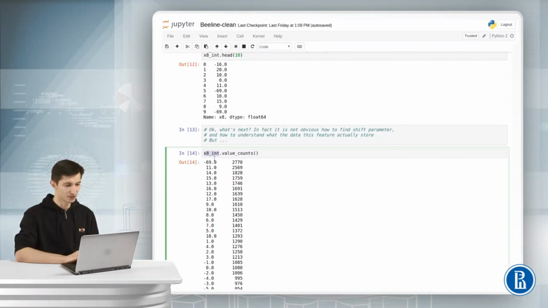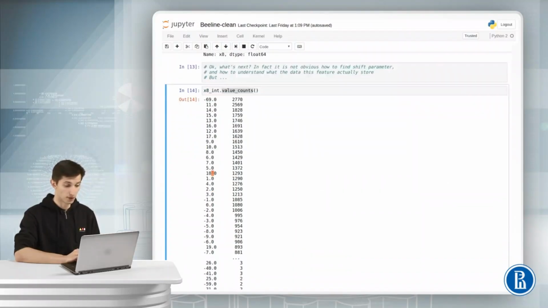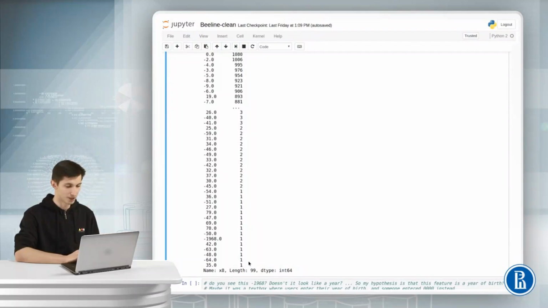If you take our feature X8 and print value counts, we will see this number, 11, 17, 18, something. And then if we scroll down, we will see this minus 90, 68. And it definitely looks like a year of birth, right? So immediately I had a hypothesis that this could be a text box where a person should enter his year of birth.